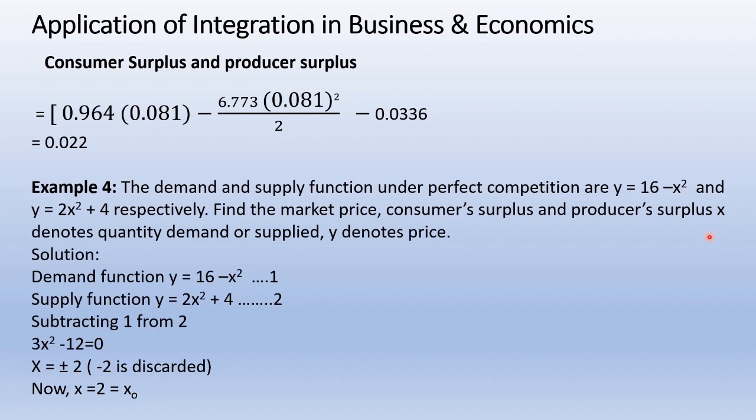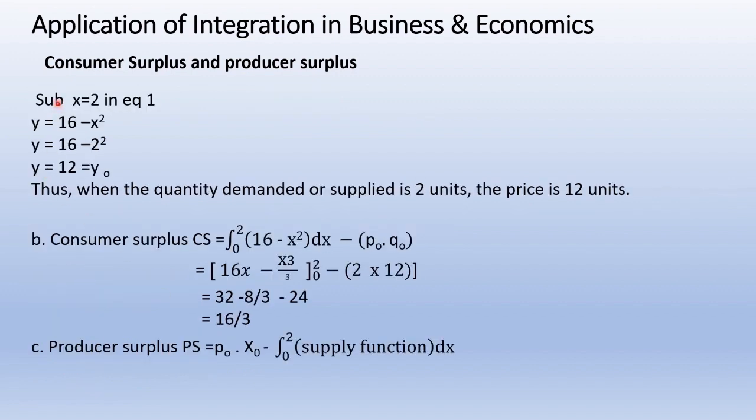Solution. Demand function y is equal to 16 minus x square, equation 1. Supply function y is equal to 2 times x square plus 4, equation 2. Subtracting 1 from 2, 3x square minus 12 is equal to 0. x is equal to plus or minus 2. Minus 2 is discarded. Now, x is equal to 2 is equal to x naught. Substituting x is equal to 2 in equation 1, y is equal to 16 minus x square, y is equal to 12 is equal to y naught. Thus, when the quantity demanded or supplied is 2 units, the price is 12 units.